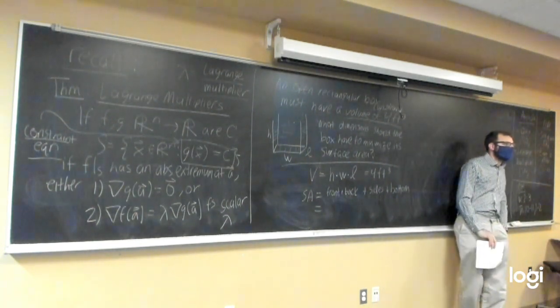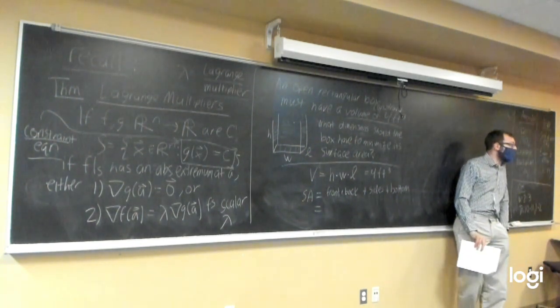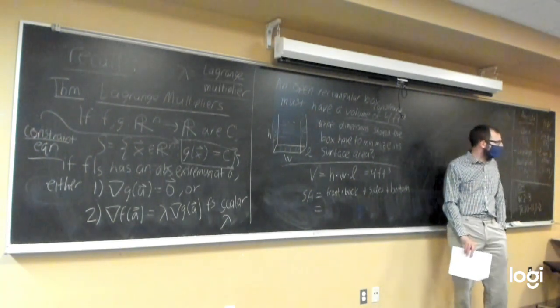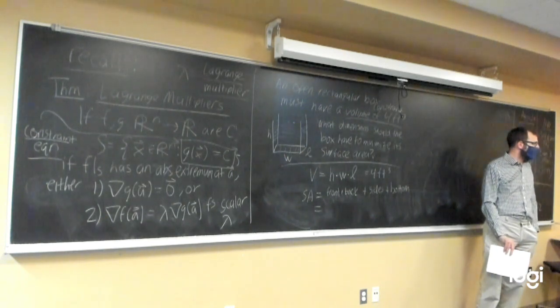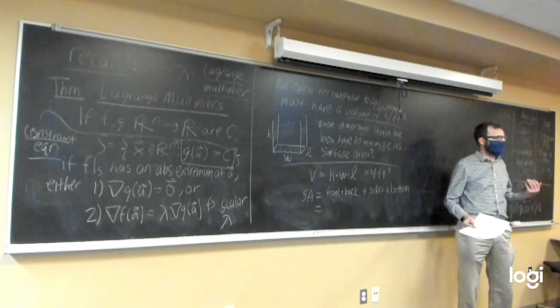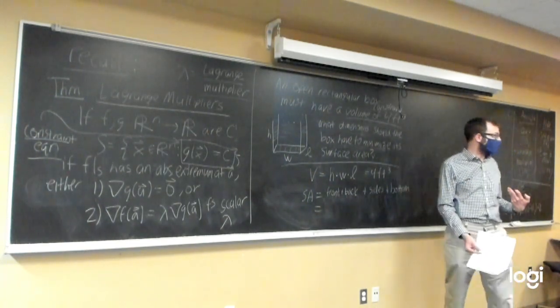Let's see. Polly, what's going to be the area of the front and back of the box? So it should be 2HW plus 2HL. Okay, so you want to go ahead and do the left and right sides as well.